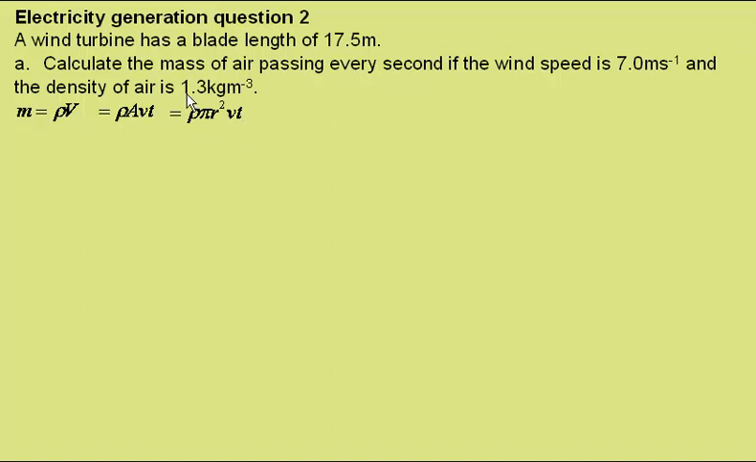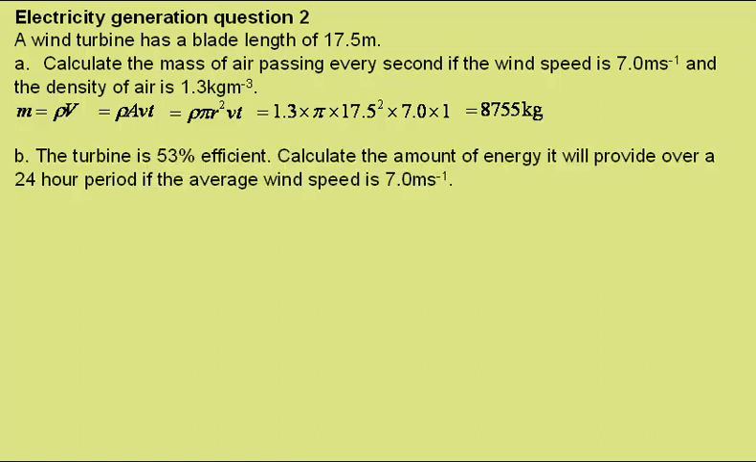Density we're given here as 1.3 kilograms per cubic meter. The radius, I said, was the blade length of 17.5 meters. The speed of the air is given here at 7.0 meters per second, and we're given that this is for 1 second, so the time will be 1 second. Putting the numbers in gives us an answer of 8,755 kilograms.